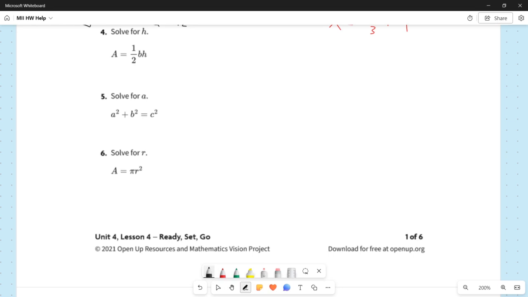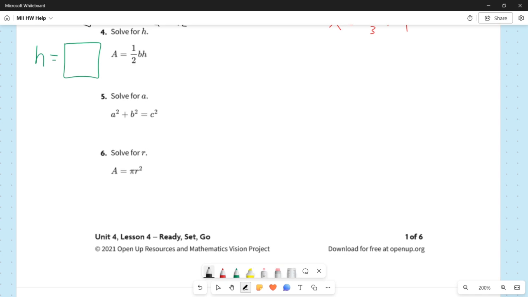All right. Number 4, solve for h. All right, so again, our goal is to get h equals something. And our equation is A equals 1/2 bh. Hopefully, I think I mentioned this in a previous lesson not that long ago.